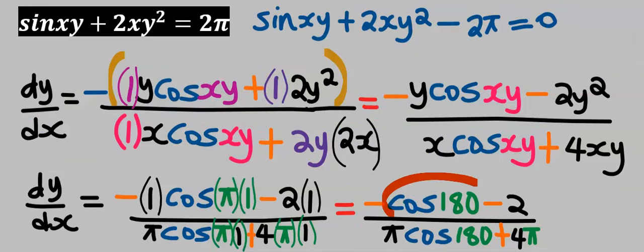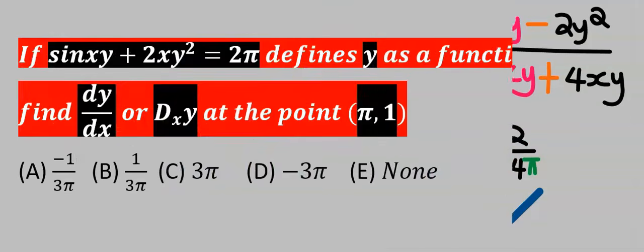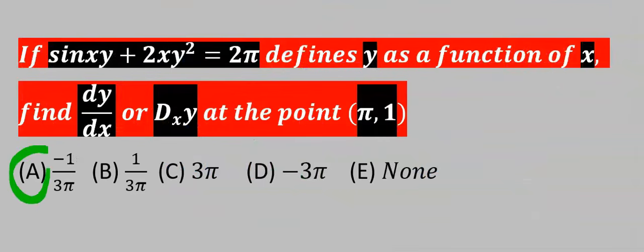Next, cos 180 is minus 1 and cos 180 is minus 1, because pi in front of a trigonometric function is equal to 180. Solving carefully, we obtained minus 1 divided by 3 pi. From the options, our answer is A.